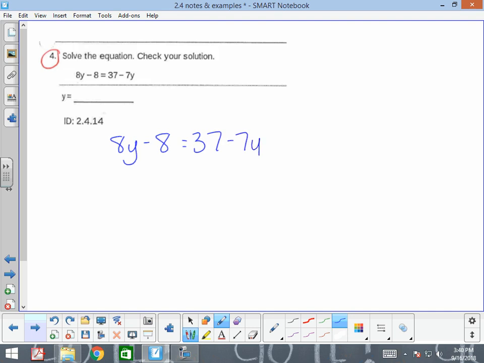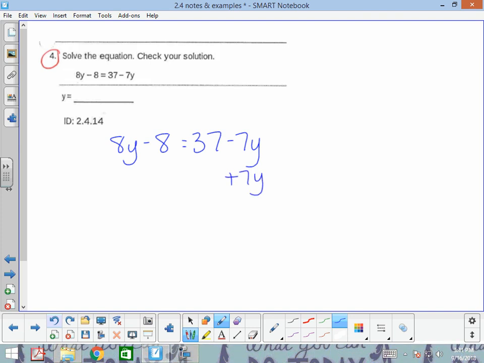Write our problem. And again, on either side of the equal sign, we have an 8y and a -7y. So we're going to go to the side that has the smaller variable term. Now, if it's negative, it's definitely smaller than the other one. So -7y is smaller than positive 8y. So I'm going to add 7y to both sides, and I get 15y minus 8 equals 37.